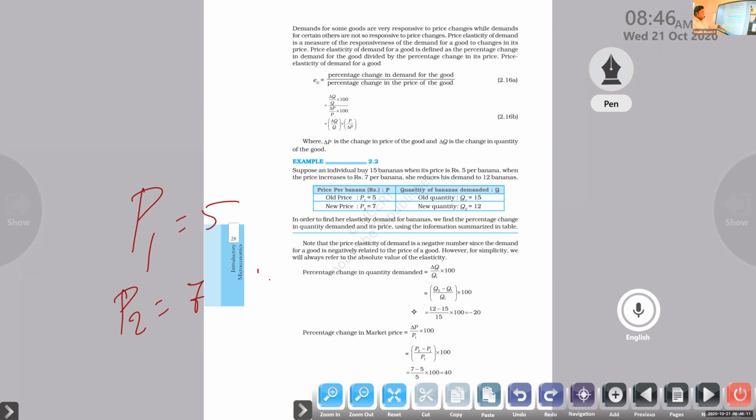Next one, percentage change in the market price: delta P divided by P1 into 100. So 7 minus 5 is 2, divided by 5, into 100 is equal to 40. Clear? It's a simple calculation, right? Even a fifth class or sixth class student can do that. This is the example provided in the textbook. Just understand that.